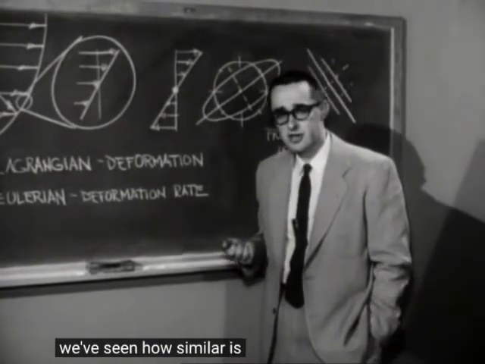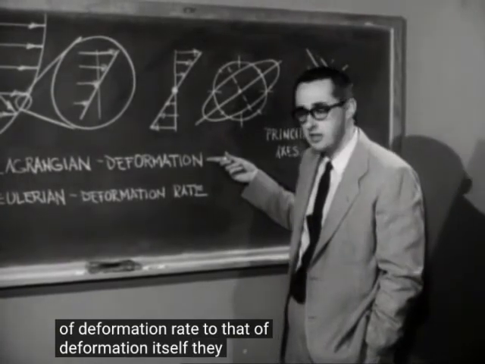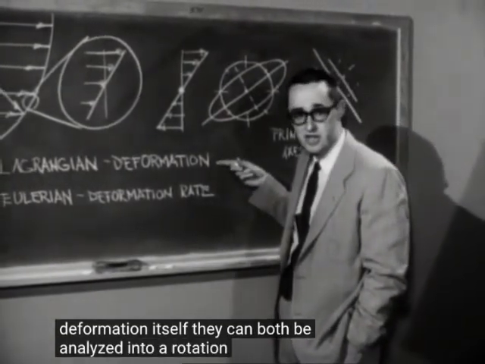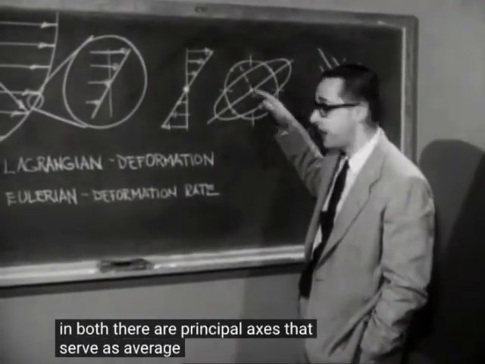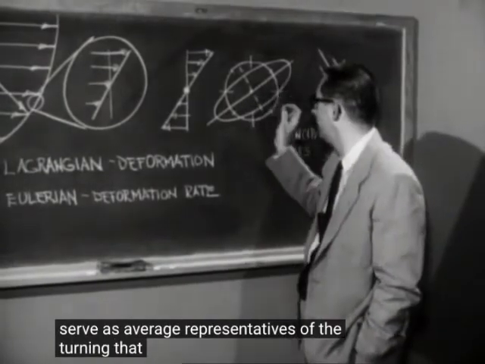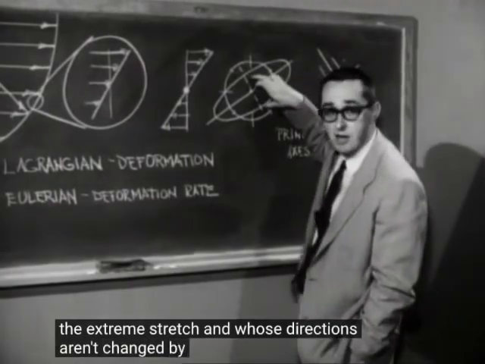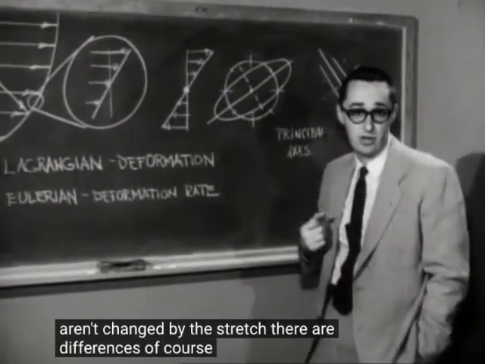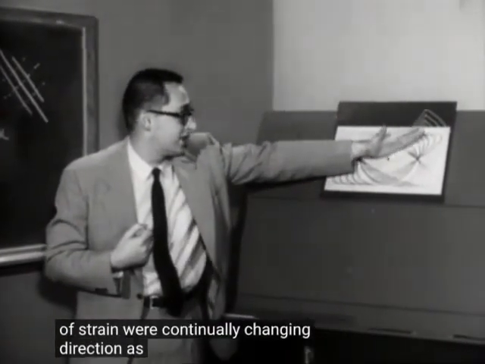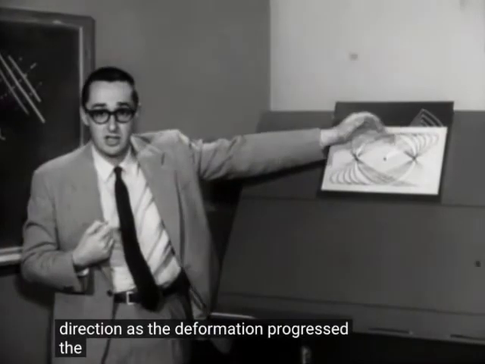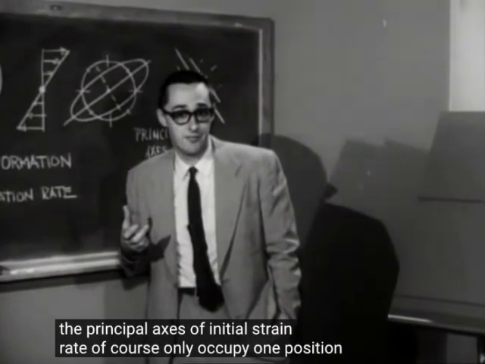We've seen how similar is the analysis of deformation rate to that of deformation itself. They can both be analyzed into a rotation and a stretch. In both, there are principal axes that serve as average representatives of the turning, that lie in the directions of the extreme stretch and whose directions aren't changed by the stretch. There are differences, of course. The principal axes of strain were continually changing direction as the deformation progressed. The principal axes of initial strain rate, of course, only occupy one position.